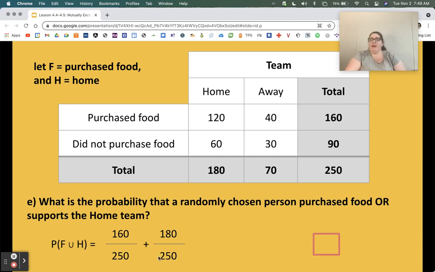overestimating the probability. So technically, at the end here, what I need to do is subtract those 120 out of 250. We still are including them in the probability, but I don't want to include them twice.